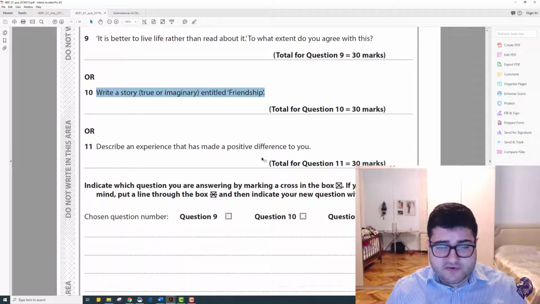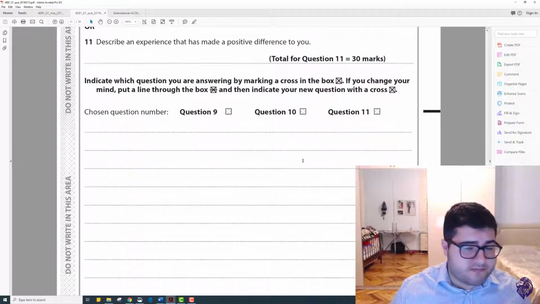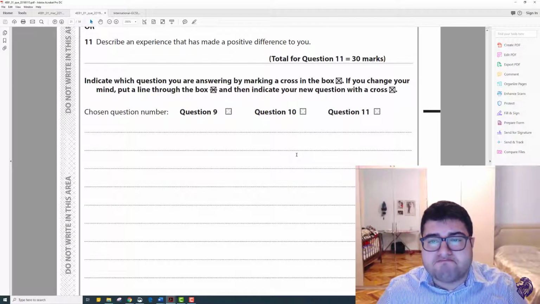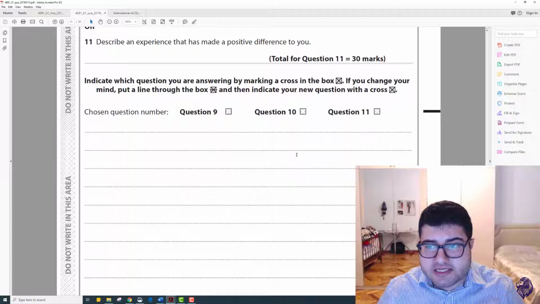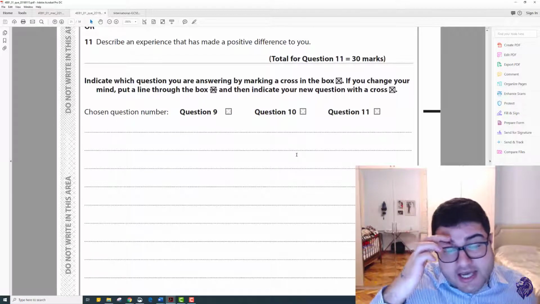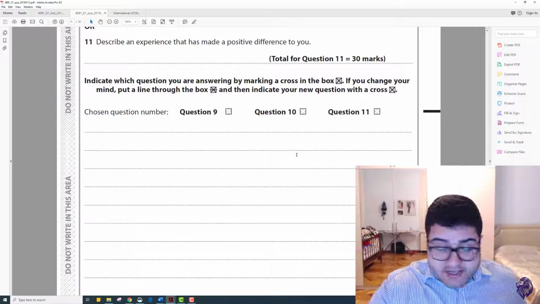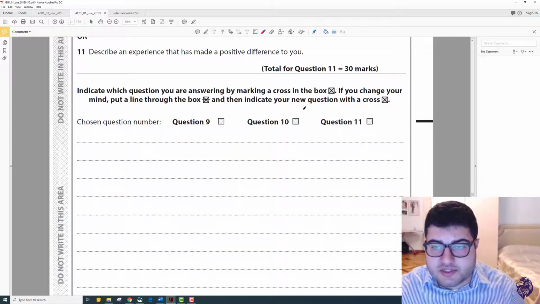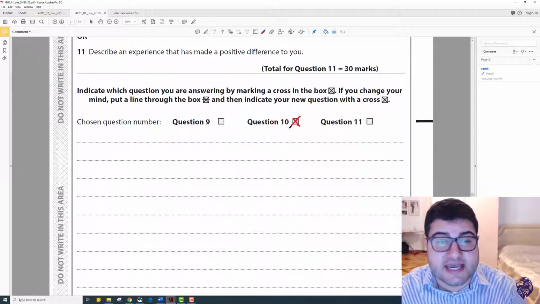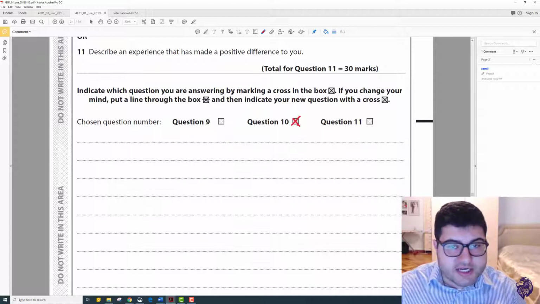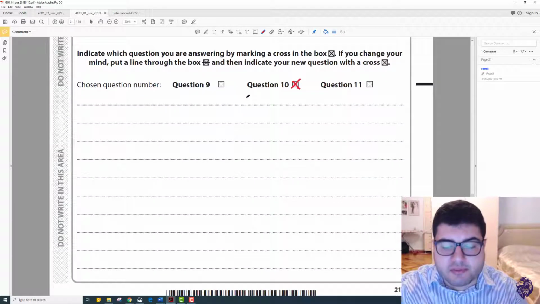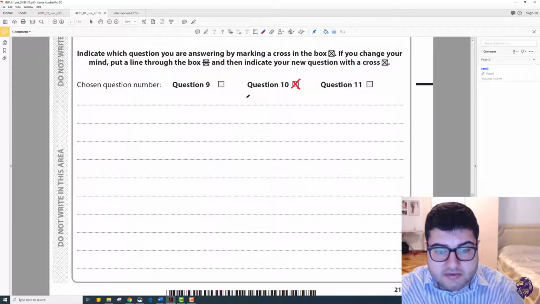So if we're working on the actual exam paper, and I'm going to try to work as close as possible with this paper so you can take a look at what it's like to write on the actual exam, the first thing I would need to do is put an X through question 10, letting the examiner know that that's the question they should be checking. Okay. The next thing is I'm probably going to use this space to plan out my writing a little bit.